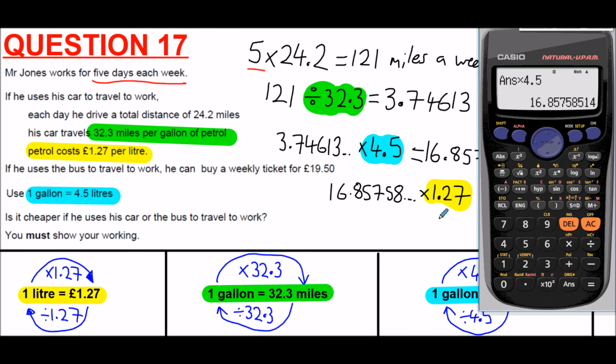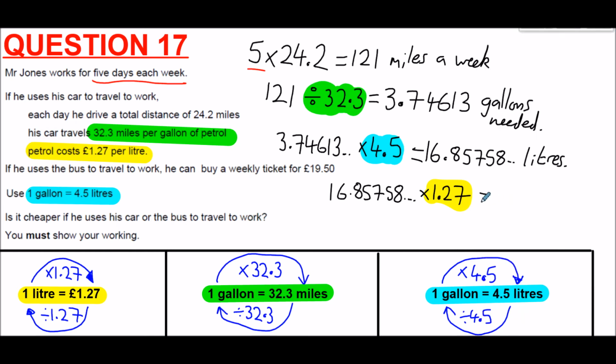So this number here multiplied by 1.27 is £21.409. So when we get to this stage now, we may as well round to the nearest penny. Less than a penny in real life terms is meaningless. So just round to the nearest penny, 21.40, but next to the 0 is a 9. So 40 will round up to 41, because next to the 0 is a number 5 or bigger. So to the nearest penny, it's going to cost him £21.41.